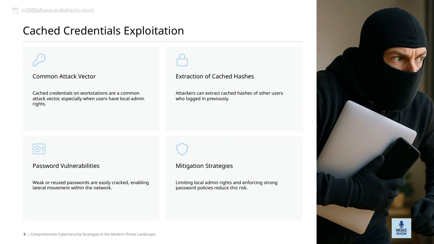Weak or reused passwords are particularly vulnerable because they can be cracked quickly, giving attackers access to more parts of the system. Once they have a password, they can impersonate users and gain unauthorized entry.